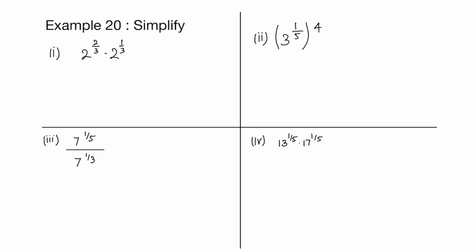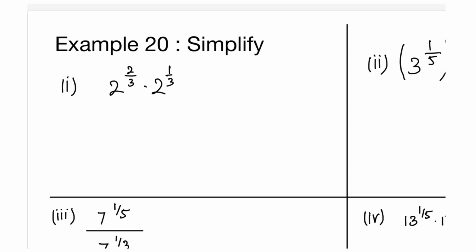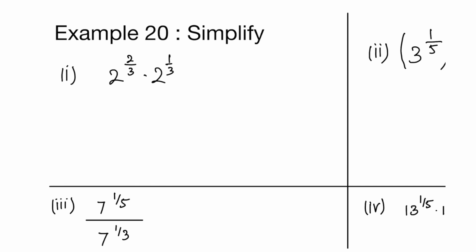Now in this video we have, as I said, one example and one exercise. So example 20, which is to simplify, and we have four subdivisions here. The first one is 2 power 2 by 3 into 2 power 1 by 3, and you are asked to simplify this.